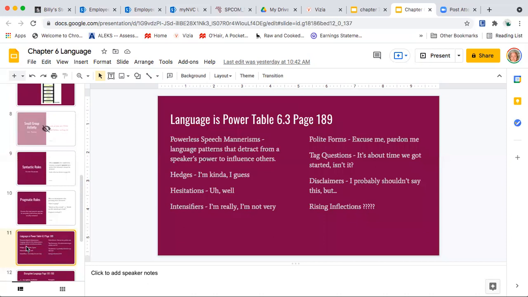Okay, so we have powerless speech mannerisms, language patterns that detract from a speaker's power to influence others. So one of them is what we call hedges. It's when you're feeling you're not so certain about what you're saying, less confident, and because of that you use words like I'm kinda and I guess.